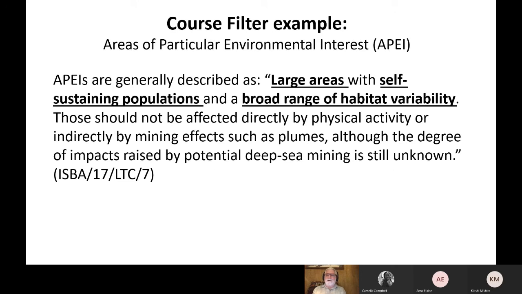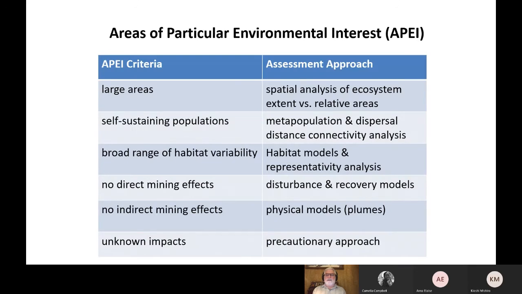APEIs are probably an archetypical example of a coarse filter approach. APEIs generally describe large areas with self-sustaining populations for a broad range of habitat variability. So these really are a classic case of a coarse filter approach, laying out very broad areas to be set aside. This is just a table showing general APEI characteristics: large area, self-sustaining populations, broad range of habitat variability, with no direct or indirect mining effects.